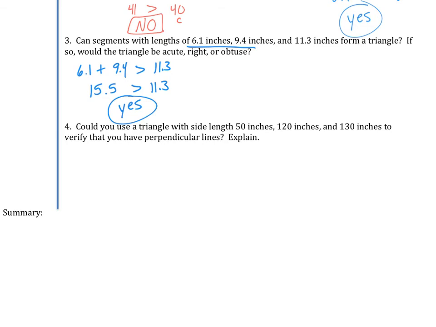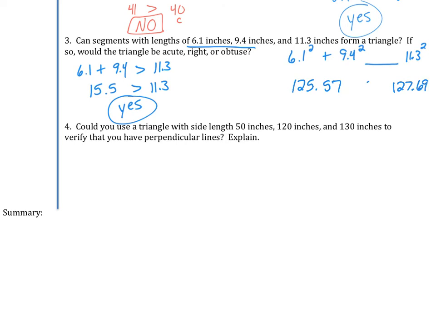Now, what kind of triangle is this? Remember, we do Pythagorean theorem, 6.1 squared plus 9.4 squared. I'm going to leave a blank, and I'm going to put 11.3 squared. Okay, the c part always goes alone. So take the first two, 6.1 squared plus 9.4 squared will give you 125.57. 11.3 squared will give you 127.69.